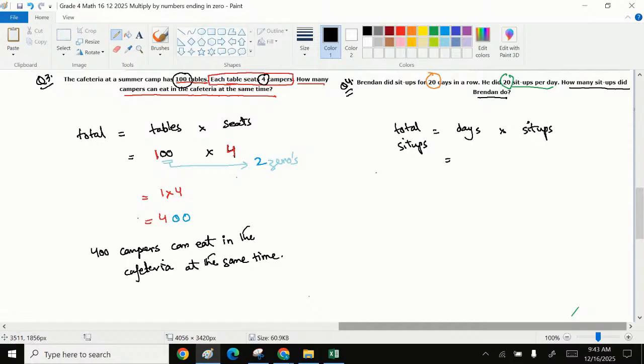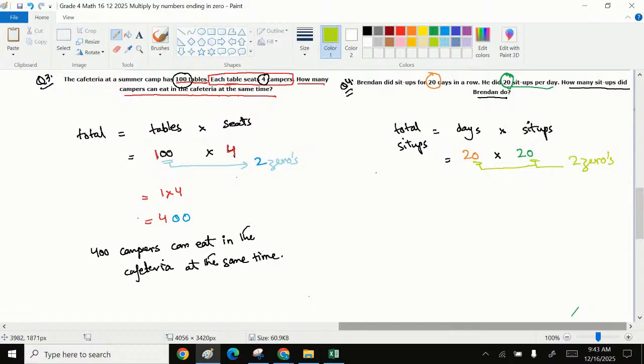So how many days were there? There were 20 days times how many sit-ups were there? There were 20 sit-ups per day. Counting the number of zeros, 1 and 2. That means there are 2 zeros.